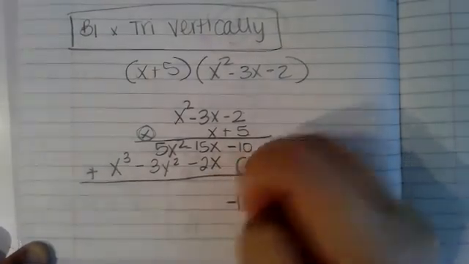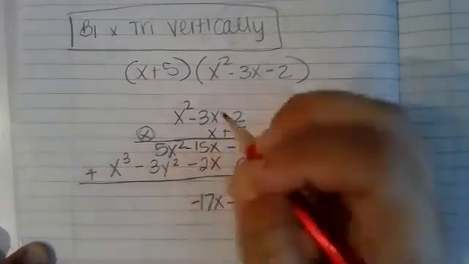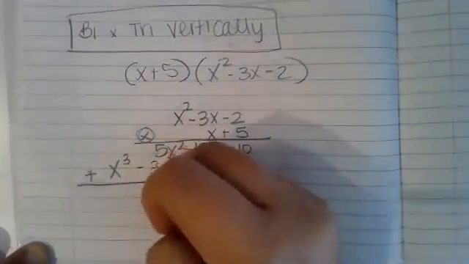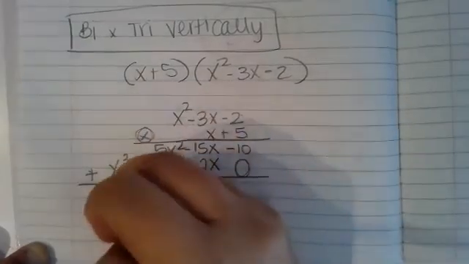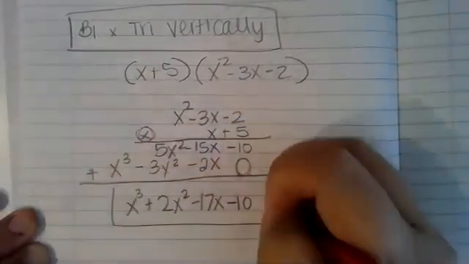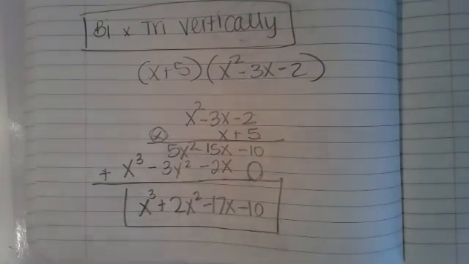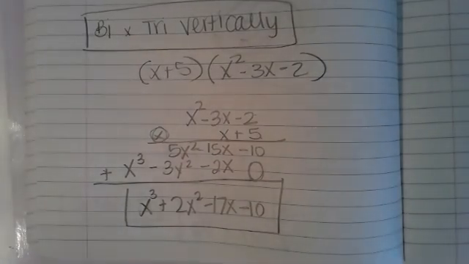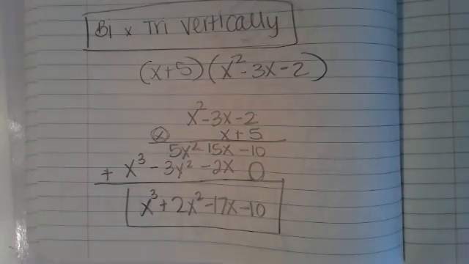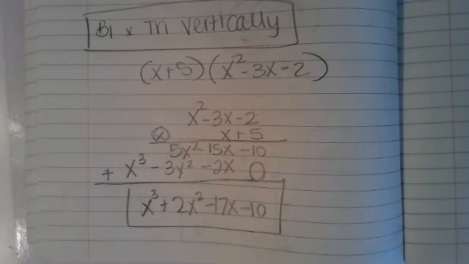So I have a negative 10. This makes negative 17x. This here would make 2x squared. And then this is x cubed. So that is a bi times a tri vertically. You could technically use this for some other things. I would say, though, that the more like a tri times a tri, you have more terms and it's going to be more complicated.